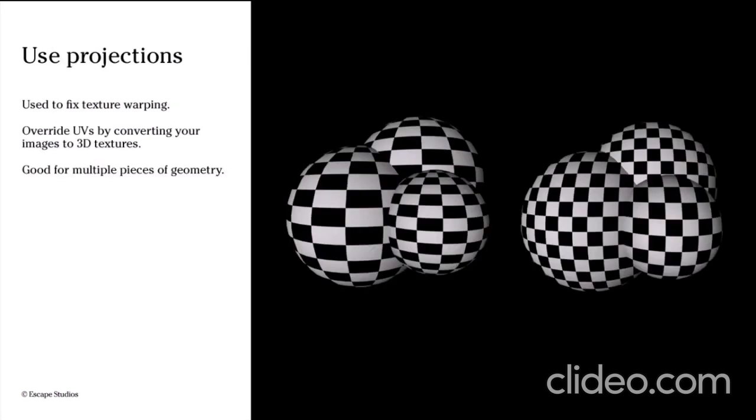In certain cases, when texturing polygons and NURBs, texture warping will be unavoidable. One workaround for this is to project textures onto your geometry. Projections override UVs by converting your images to 3D textures and projecting them onto your geometry in 3D space. Projections are also good for multiple pieces of geometry.